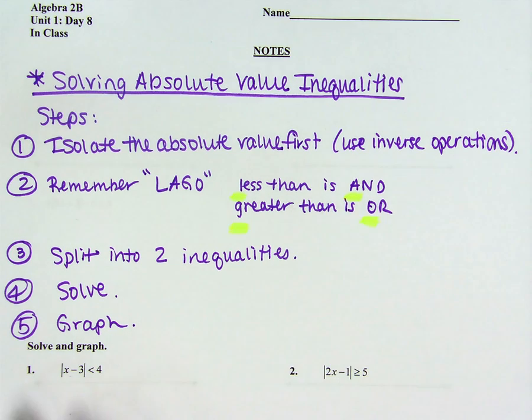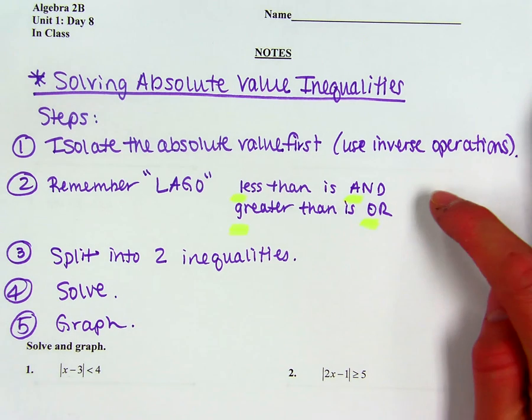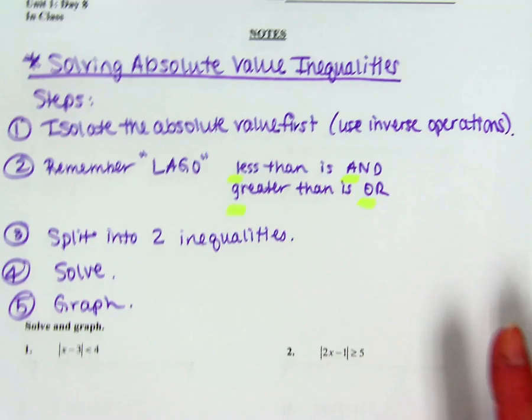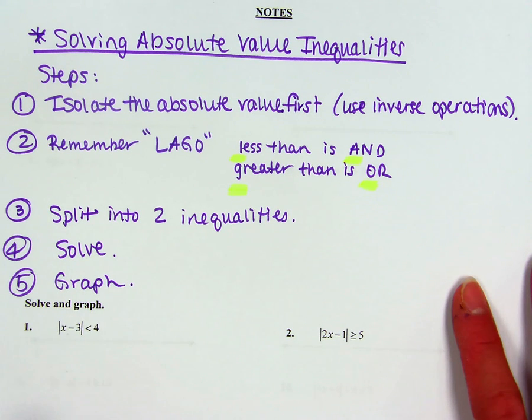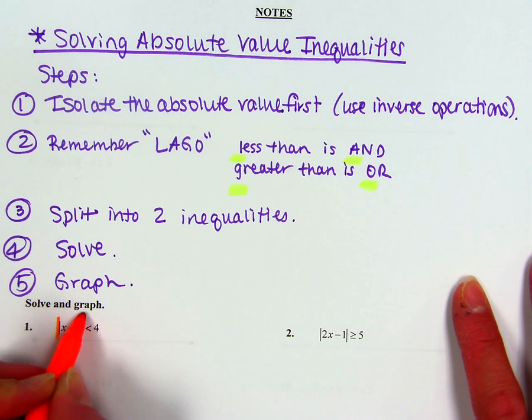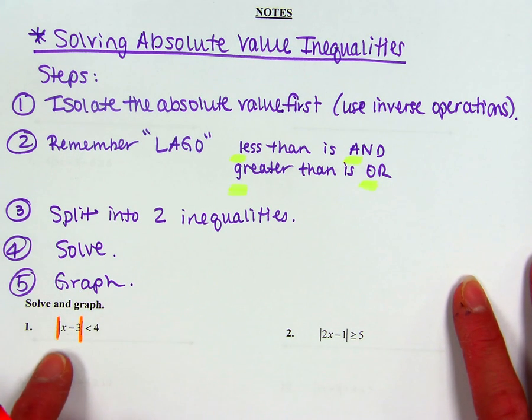So you want to get the absolute value part as the only thing on the left side of the equation. But in this case, it's an inequality now, not an equation. Now you have to decide, is it going to be an and or an or? So for example, the first problem, the absolute value is the only thing on the left side of the inequality.